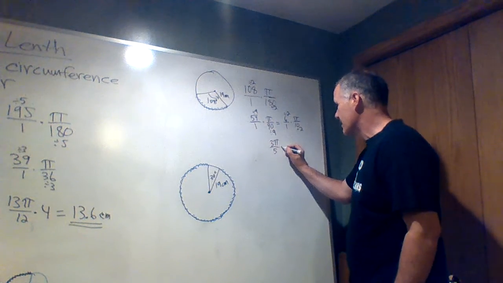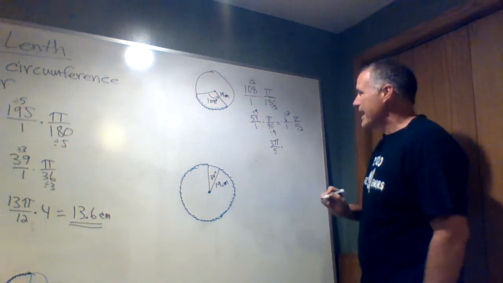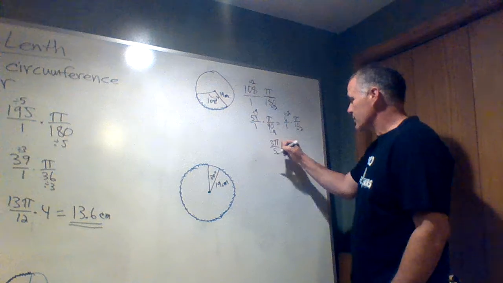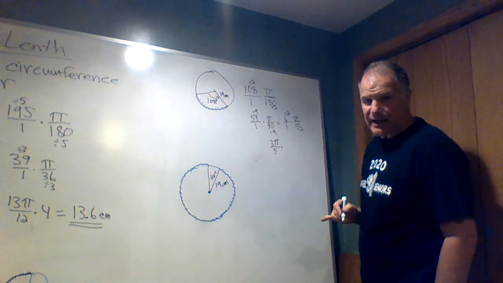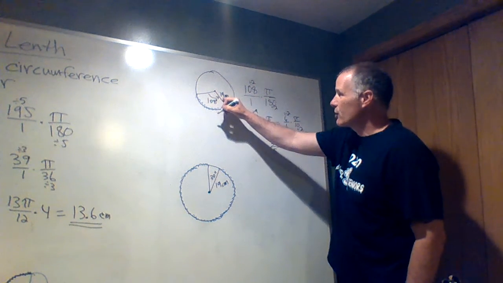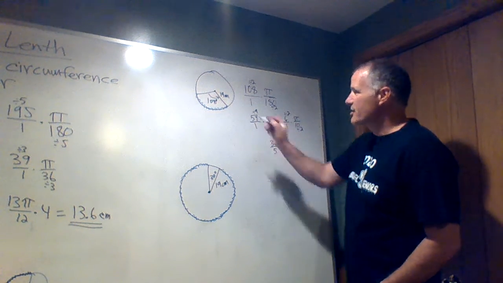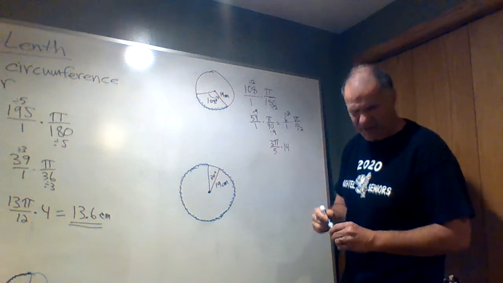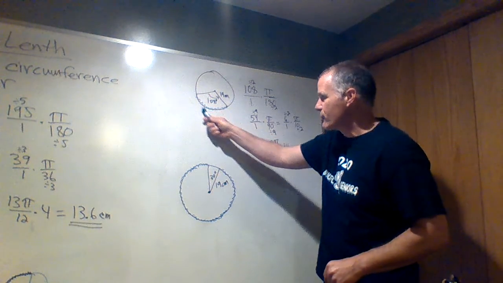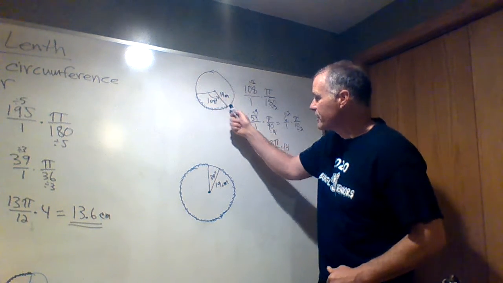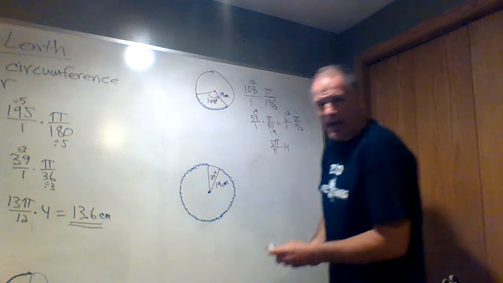And actually, 108 degrees reduces all the way down to 3 pi over 5. Okay, and then times our radius. Our radius is 14 meters. Okay, so this could be a fencing thing or a wall. Maybe you're making kind of a circular wall. This is 14 meters. There's a lot of applications for this.